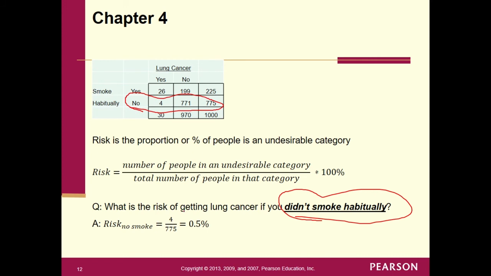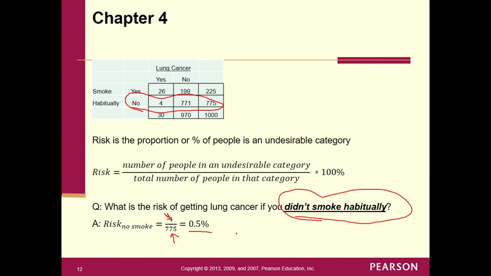Well, we had 775 in that group. And out of that group, 4 developed lung cancer. And that turned out to be 0.5%, excuse me. So that's a pretty big difference between the two, 11.6% versus 0.5%, right? So 11.6 versus 0.5, big difference, okay?